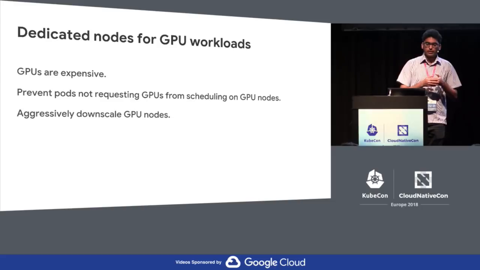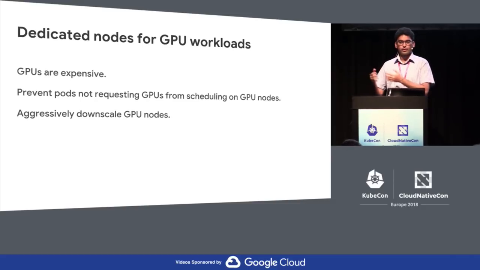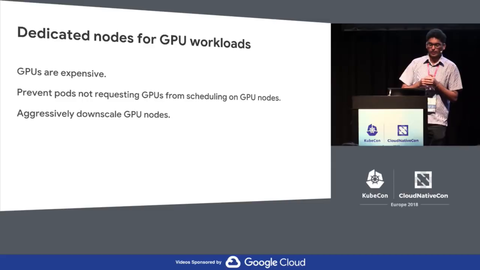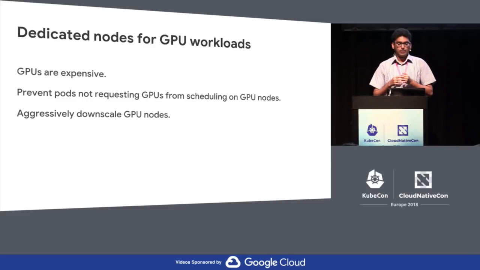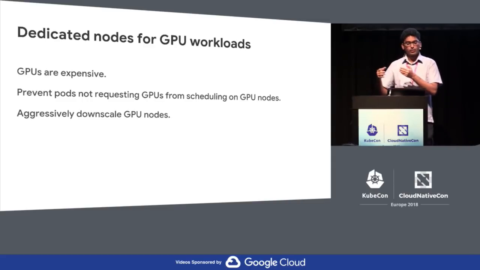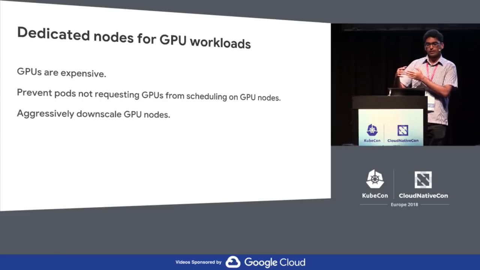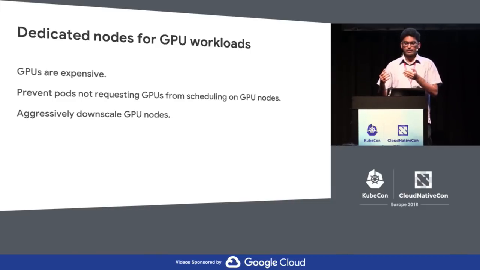Another thing this helps with is to aggressively downscale nodes if you are in a cloud environment. So if let's say you don't have any GPU workloads at the moment, your machine learning scientists are away on vacation or whatever, and if you prevent pods that are not requesting GPUs from scheduling on GPU nodes, then those GPU nodes will be empty when there is no GPU workload. And the cluster autoscaler can scale those nodes down and save you costs.